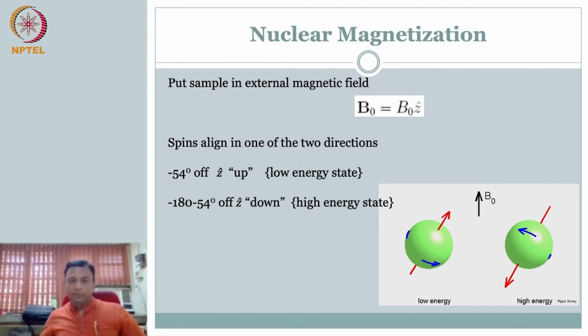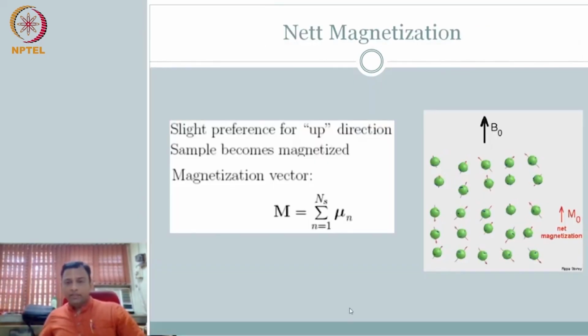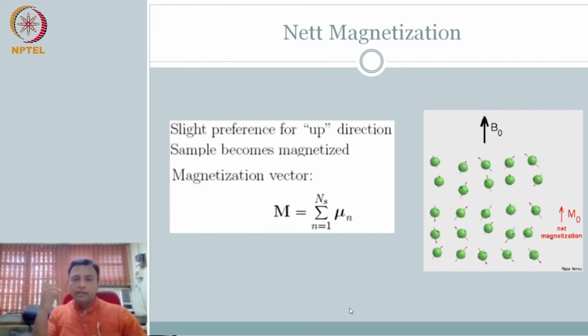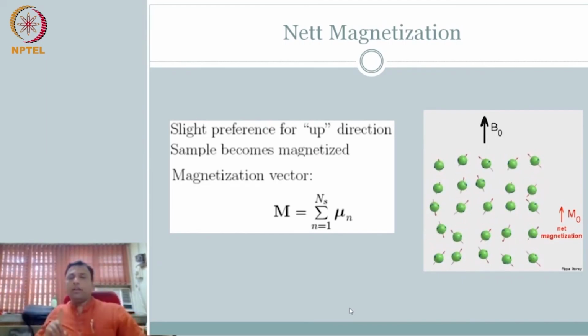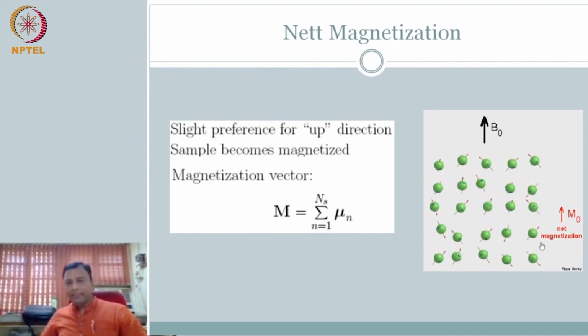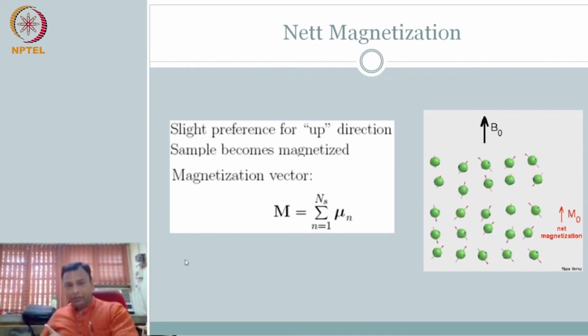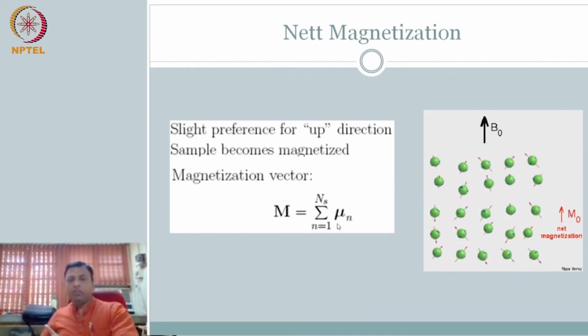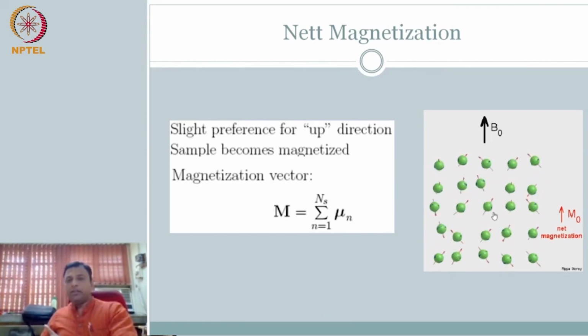That is the key. When you have multiple of these, you take a volume and you have several nuclei that are spinning, and you are subjecting all of that to B naught. What happens is, in the end, you have a net magnetization in the up direction. The net magnetization vector, capital M, is a collection of all the micro spins that are there.